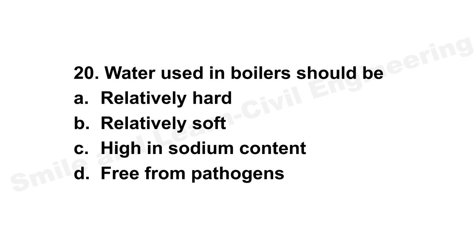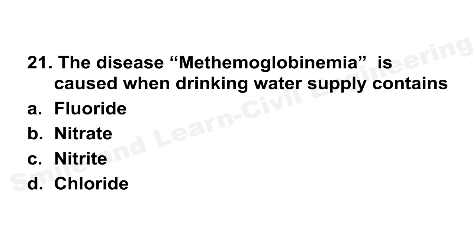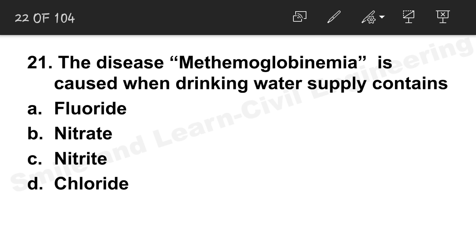Question number 20. Water used in boilers should be relatively soft. Okay. Option B is the correct answer since hard water will not be suitable for boilers. Question number 21. The disease methemoglobinemia is caused when drinking water supply contains. So methemoglobinemia, or blue baby syndrome, is caused due to the presence of nitrate. Option B is the correct answer.